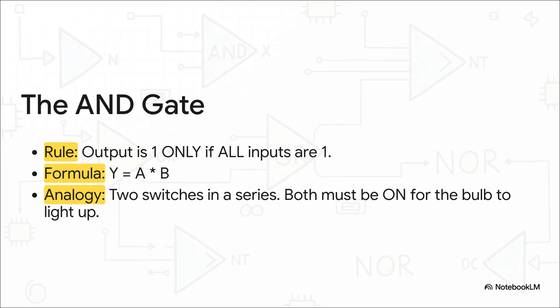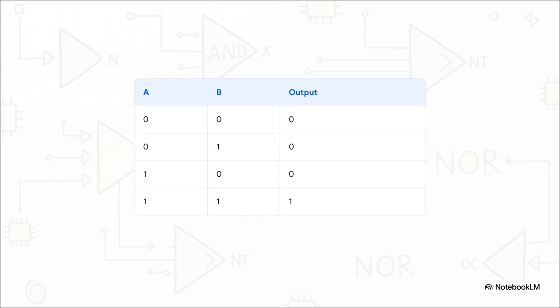First step is the AND gate. You can think of this one as the really strict gatekeeper. It has a super simple rule. It will only output a 1, an ON signal, if every single one of its inputs is also a 1. If even one of those inputs is a 0, then the output is 0, no exceptions. The light switch analogy here is perfect. If you've got two switches wired up one after the other, you have to flip them both on for that bulb to light up. To really see how this works, we use what's called a truth table.